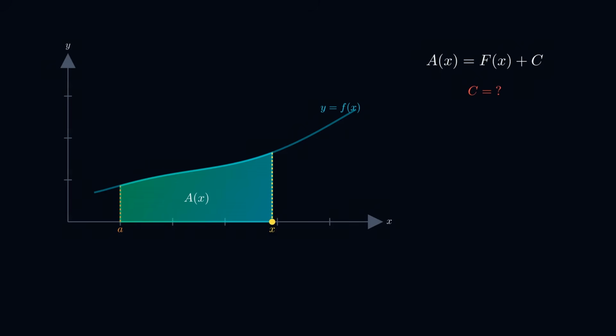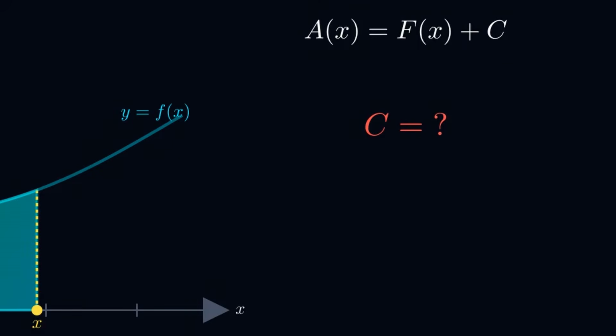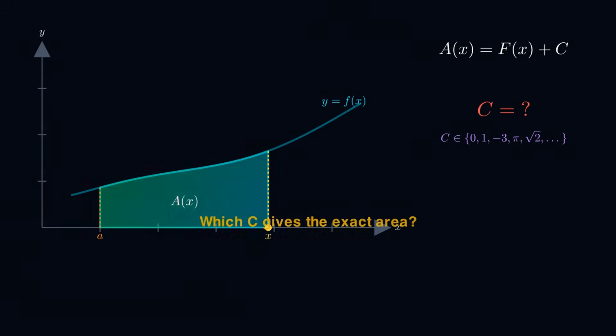But now there's a problem. What is c? There are infinitely many shifted antiderivatives. Which one represents our actual area?